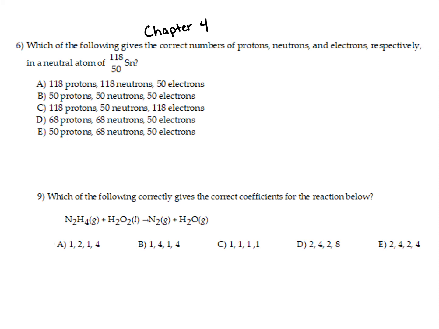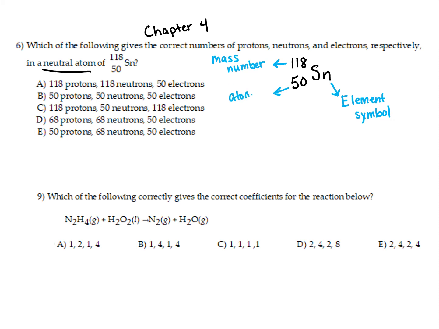Which of the following gives the correct numbers of protons, neutrons, and electrons respectively in a neutral atom of 10? So let's talk about what these numbers mean. So of course we've got the element symbol, the top number is the mass number, the bottom number is the atomic number.